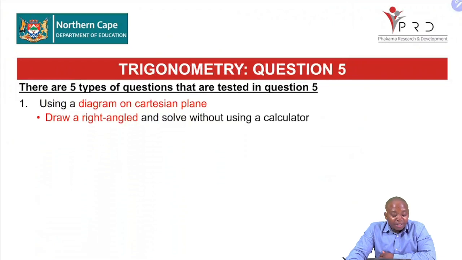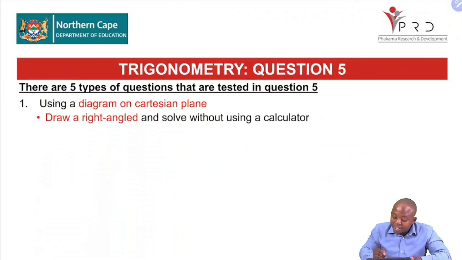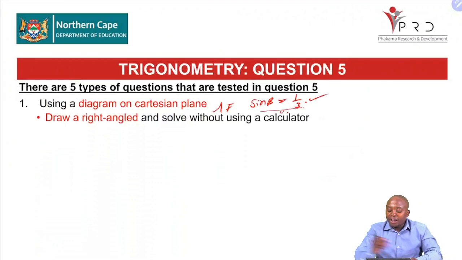In question 5, there are 5 types of questions that we are testing you on. We are looking at the first one, using the diagram on a Cartesian plane. We are going to draw a right angle triangle to solve without using a calculator. This is the question that will mostly say if sine beta is equal to 1 over 3, we give a restriction to say solve without using a calculator. We are going to represent this on our Cartesian plane. So that is the one that utilizes the diagram.